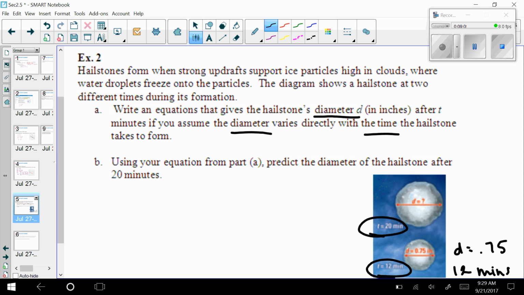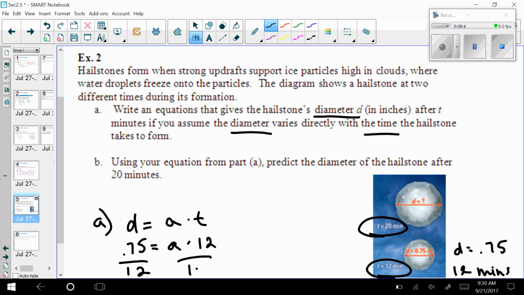So we can assume, since it tells us to assume that it varies directly, for part A, we are going to say the diameter varies directly. So A, our constant of variation, times time. We have a diameter for 12 minutes. So we can say 0.75 is the diameter for A times 12. And then we need to solve for A. So we'll divide both sides by 12.